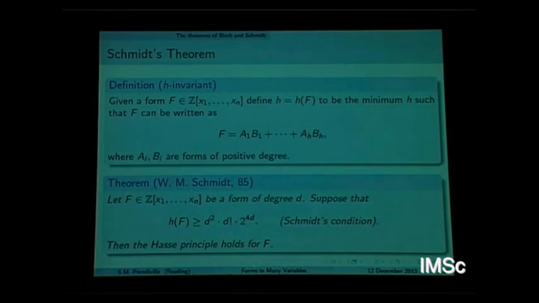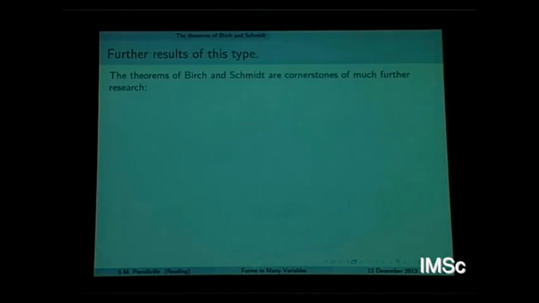And so in the mid-80s, Schmidt proved that provided the H invariant is sufficiently large in terms of d, the degree of the form, then the Hasse principle should hold, or does hold. So these two theorems are the only theorems of this kind of generality for forms of general degree. And they form kind of cornerstones for lots of other research.